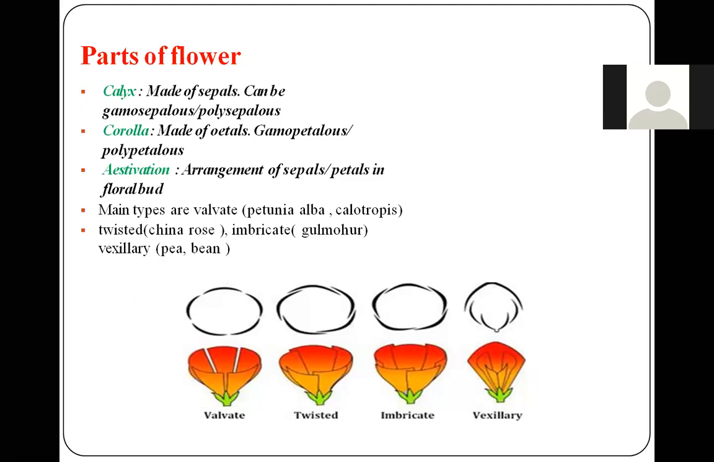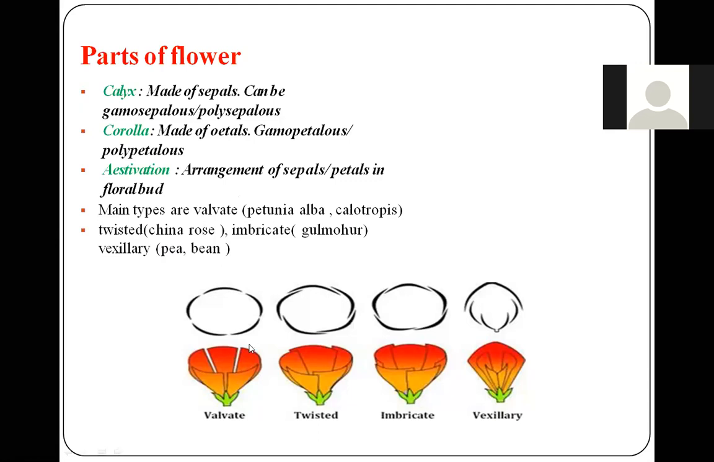Now there are different types of estivations observed here. The types are valvate, twisted, imbricate, and vexillary. These are the four different types of estivations which are found in different types of plants. You can see that the examples are also given. Valvate is seen in Petunia alba and Calotropis. The twisted type of estivation is found in China rose. The imbricate type of estivation is found in Gulmohar, and the vexillary type of estivation is found in pea and beans.